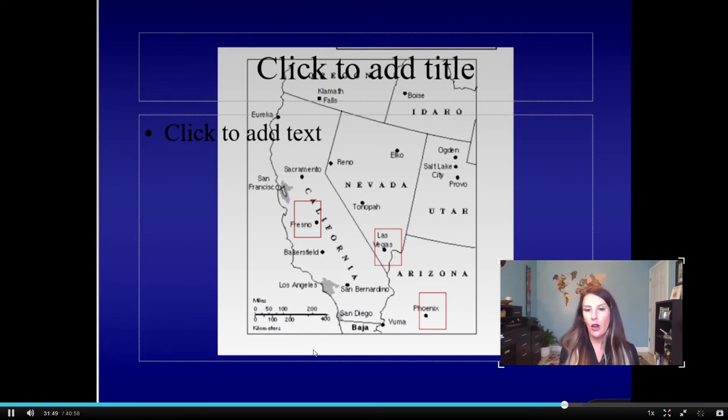Here we're looking at 3 different places: Fresno, Las Vegas. Let's go there, that'd be a lot of fun. And Phoenix. If you wanted to know if there was an earthquake event and you wanted to know the magnitude of it, you'd have to have those 3 stations and overlap them to figure out the data. It's called triangulation.